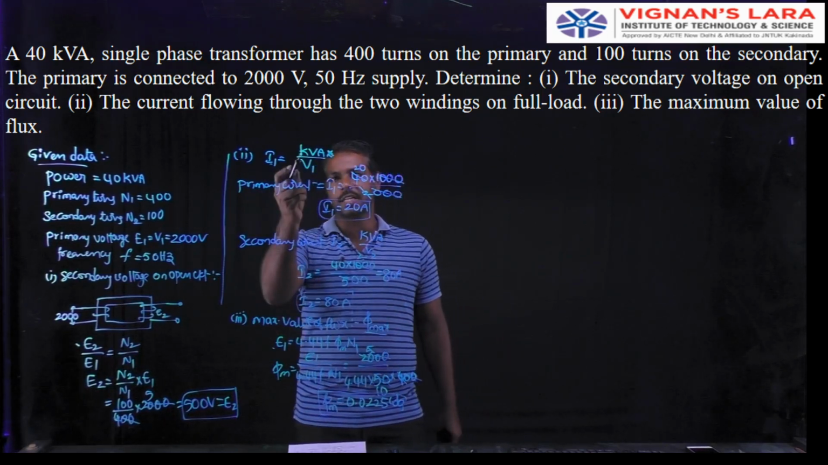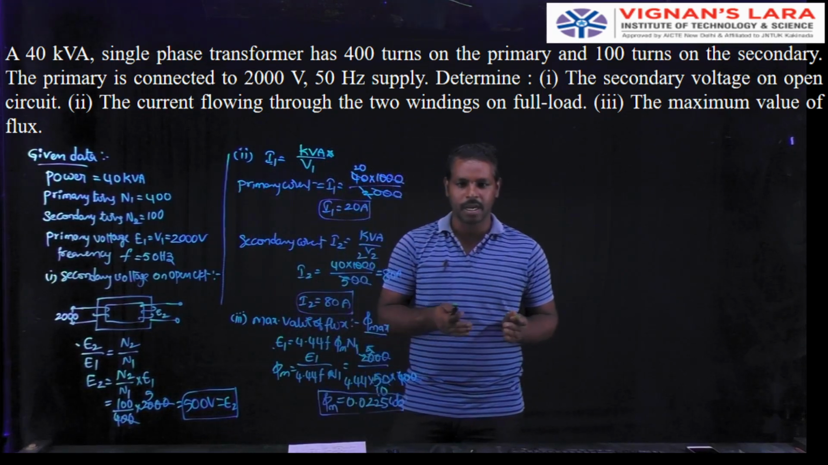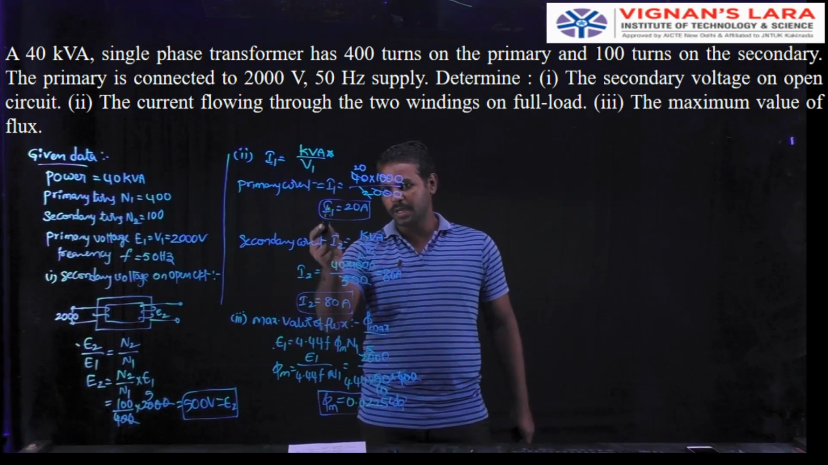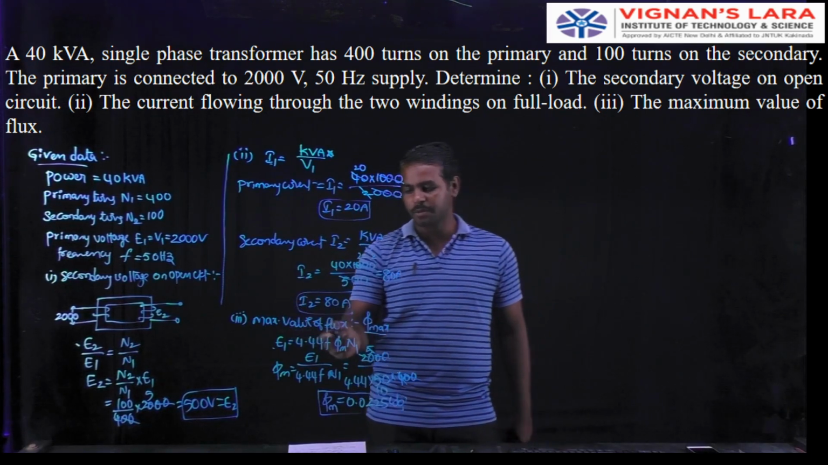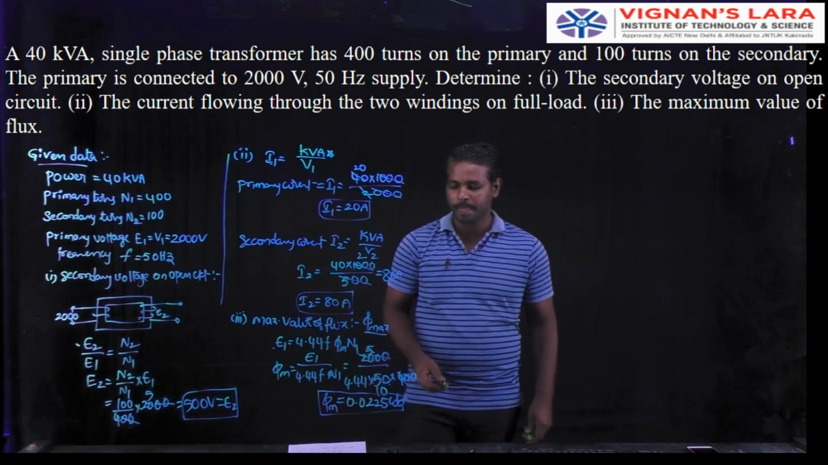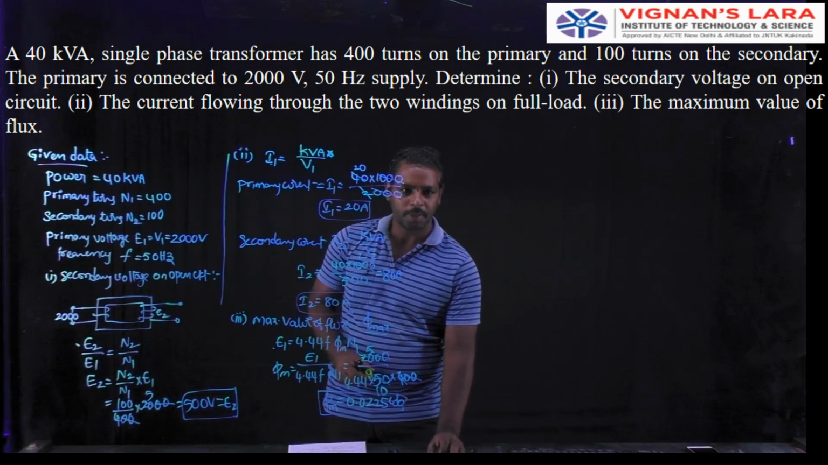So rating of transformer is equal to I1 V1. That means ampere turns of primary is equal to ampere turns of secondary winding. Then I1 is equal to 20 amperes, I2 is equal to 80 amperes. Maximum value of flux by using the EMF equation, phi m is equal to 0.0225 Webers.